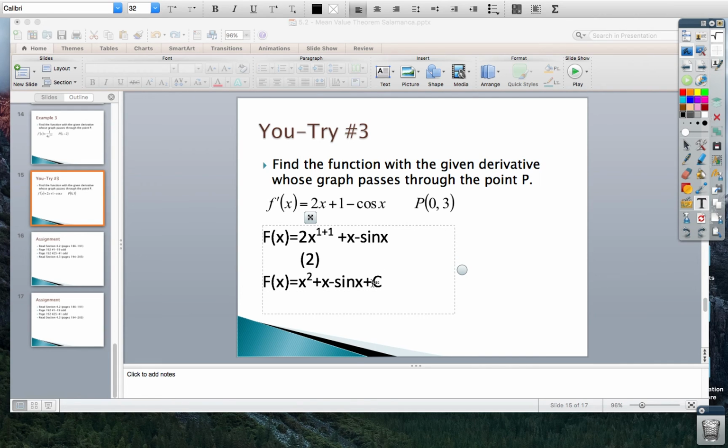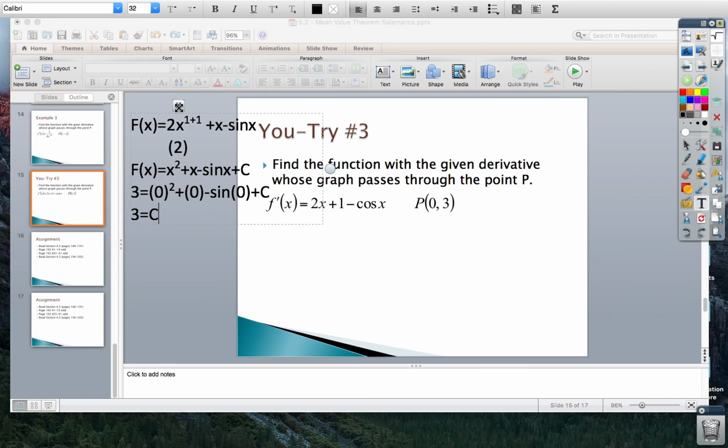Now we want to find the function. So we're going to substitute the 3 in times 0 squared plus 0 minus sine of 0 plus c. So we get 3 equals 0 plus 0 minus sine of 0, which is 0. So we find out that c is equal to 3. Finally, we have f of x equals x squared plus x minus sine of x plus 3. And that's our final answer.